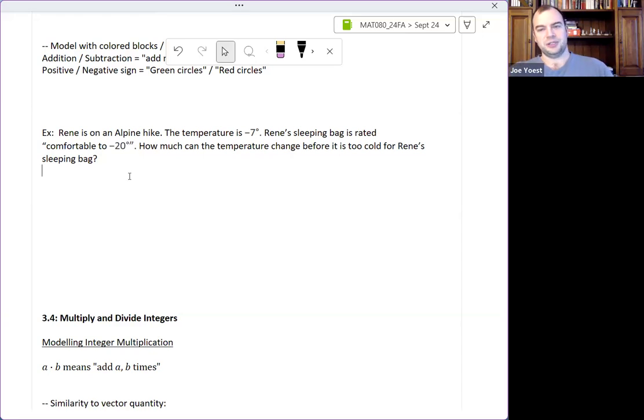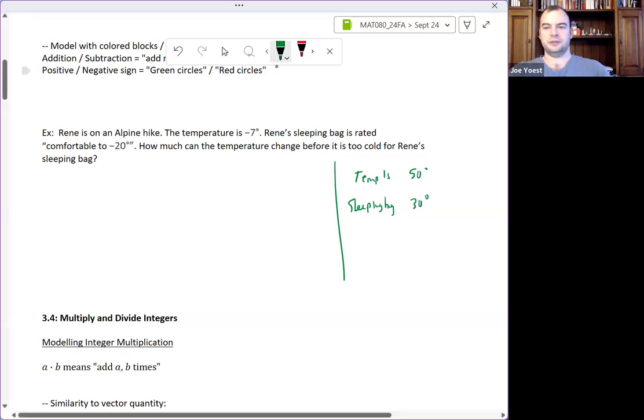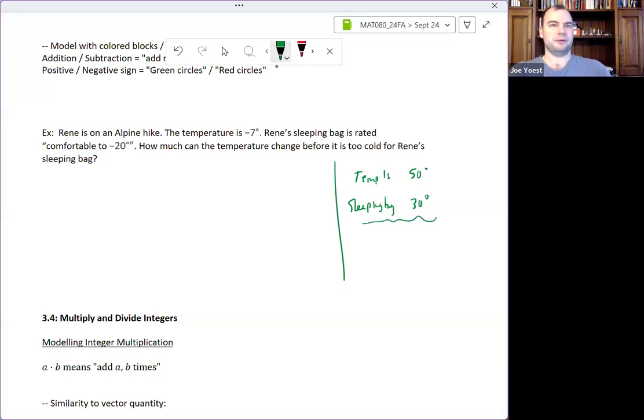So maybe what I'll do is I'll come off to the side here and set up a similar problem with the same setup, but use positive numbers instead. So the temperature is, say, 50 degrees outside, and the sleeping bag is comfortable to, let's say, maybe 30 degrees. Right, so I'm just coming up with a sample problem that's a little bit easier.